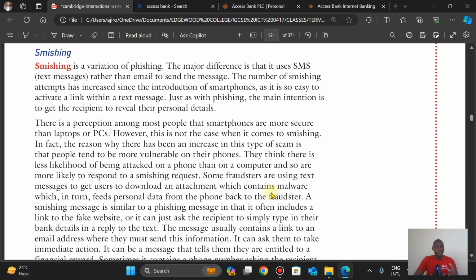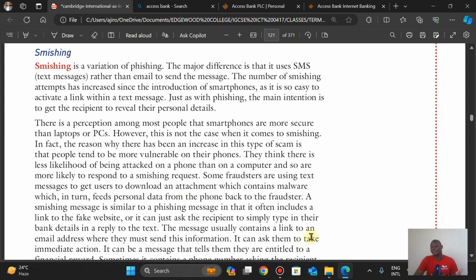Some fraudsters are using text messages to get users to download an attachment which contains malware. In turn, it can feed personal data from their phone back to the fraudster. A smishing message is similar to phishing messages. It also includes a fake website, or it can ask the recipients to simply type in their bank details in order to reply to the text.